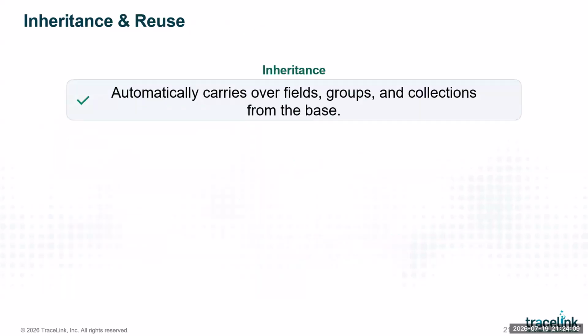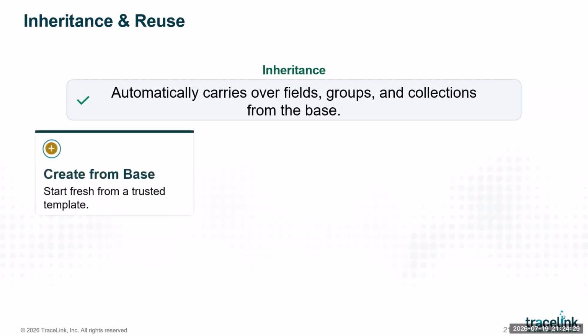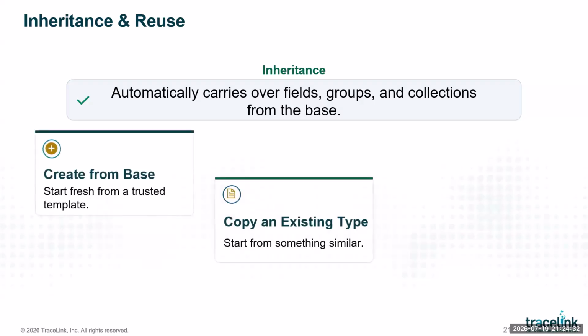The big idea here is inheritance. Starting from a template means your new record automatically gets every field, group, and collection from its base. So you only add what's missing, instead of rebuilding from scratch. And when you do start a new record, you've got 3 options based on how much already exists for you. Create from base, copy, or reuse. Create from base when you're starting fresh on top of a trusted template. Copy when an existing record is close and you want it as a starting point. And reuse when an existing record already fits exactly.